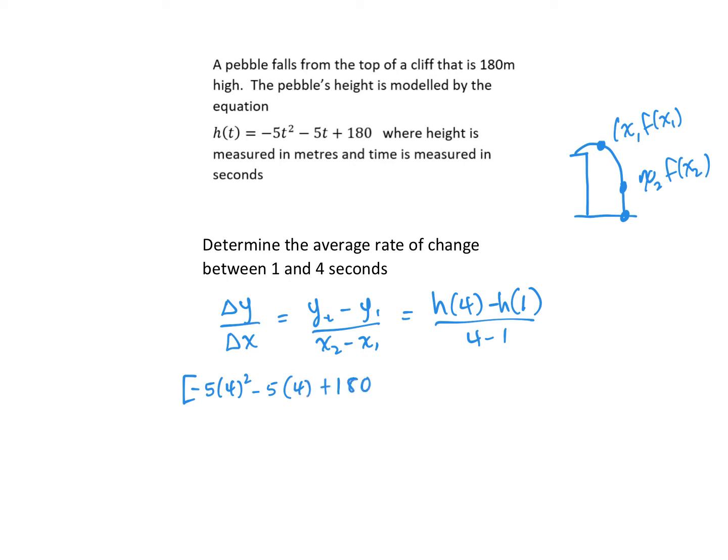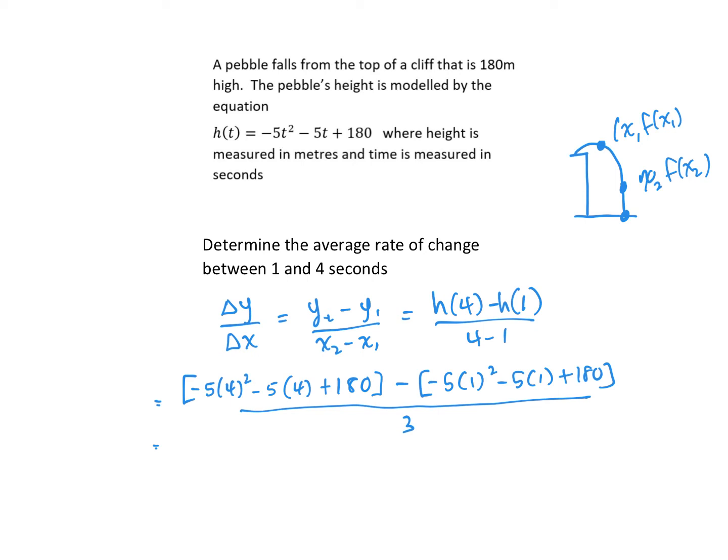So h of 4, I just substitute 4 into the equation, and then I'm going to subtract h of 1 using the same equation. And then that will be over 4 minus 1, which is 3. And then we would just do those calculations on our calculator. Just type it in. You don't have to do all the steps.